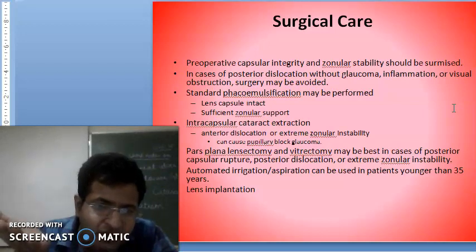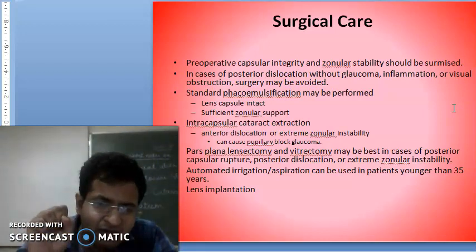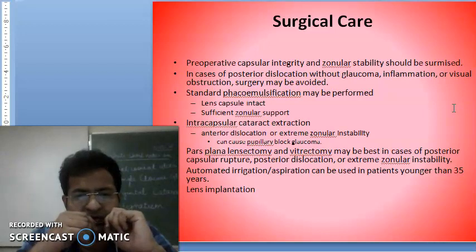ICCE has to be done if there is an anterior dislocation of the lens or there is extreme zonular instability, because standard phacoemulsification can cause pupillary block glaucoma. In such cases, pars plana lensectomy or vitrectomy may be best indicated in cases of posterior capsular rupture, posterior dislocation or extreme zonular instability.